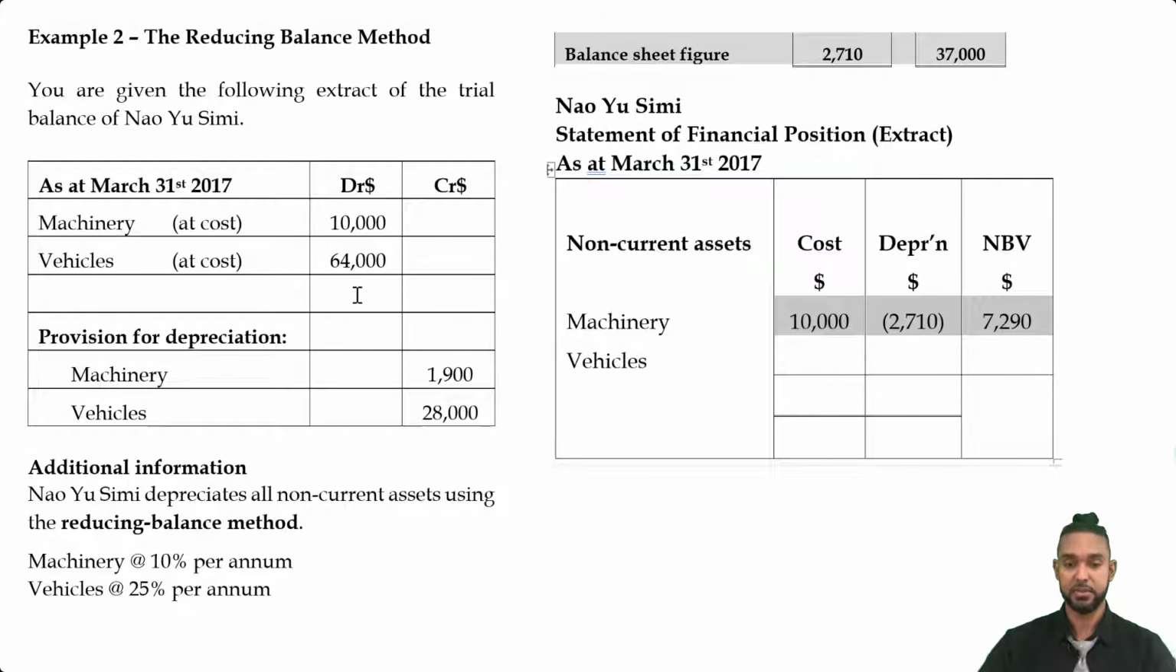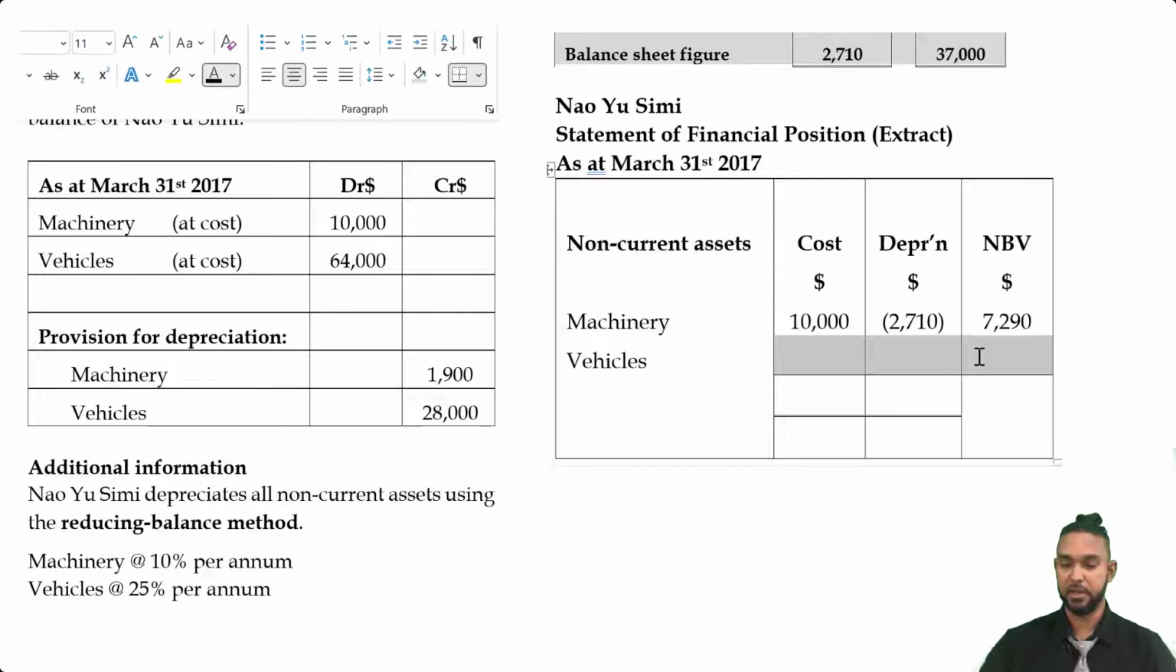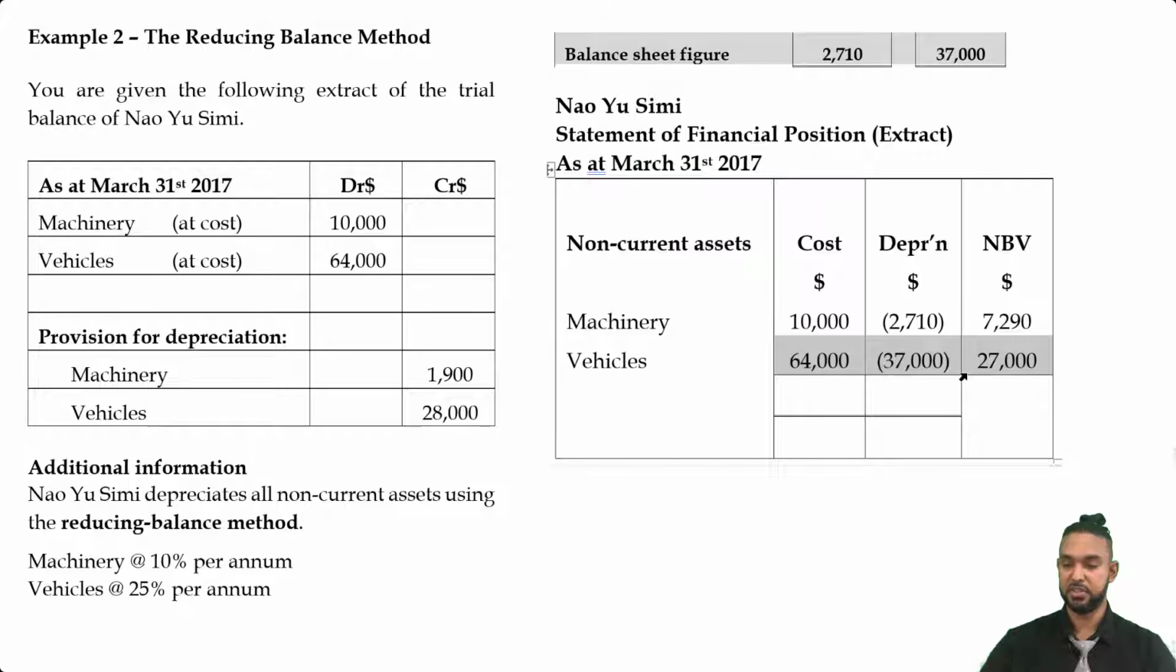Let's repeat for vehicles. For vehicles, the cost is 64 and the balance sheet figure, as you can see here, is the 37,000. So we're going to plug everything in. 64 minus 37 is 27. And now this row down here, again, that's simply the total of each column going down. So 10 and 64 is 74, 10 and 37,000 is 39,710, and 7,290 plus 27 is 34,290.